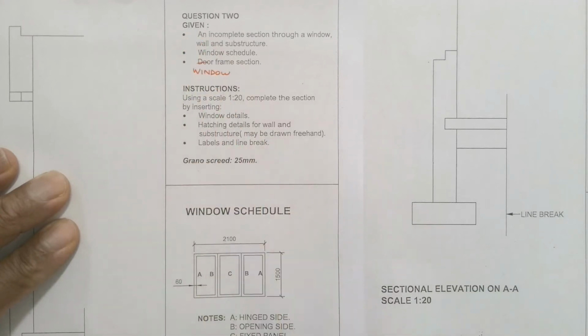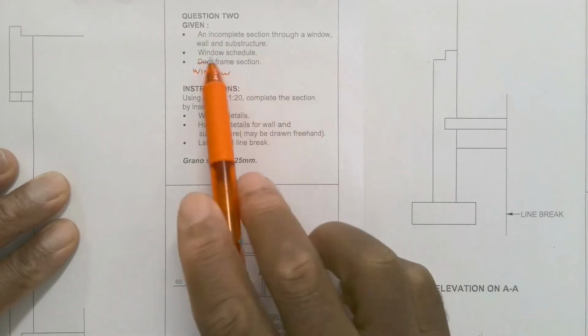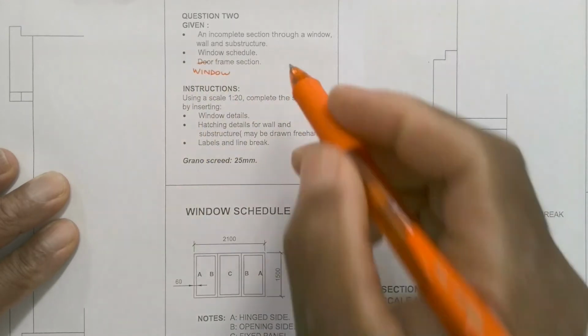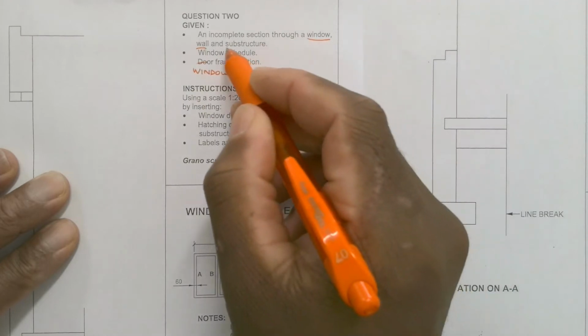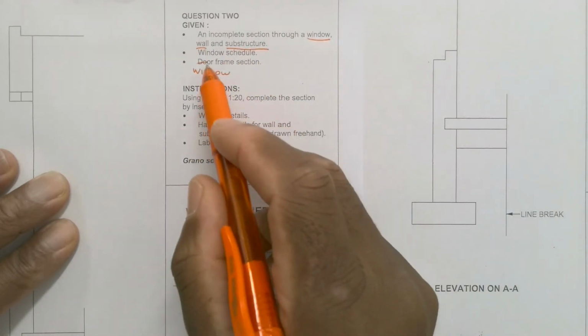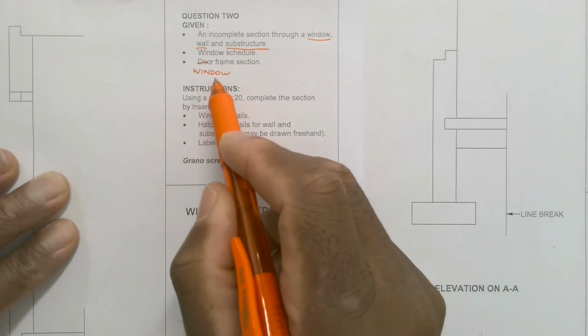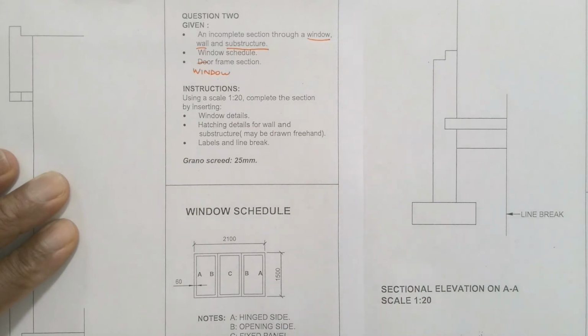We are given an incomplete section through a window, wall and substructure. It's a window, it's a wall, and it's a substructure. What are we also given? The window schedule and the window frame section. Those are the things that we are given.